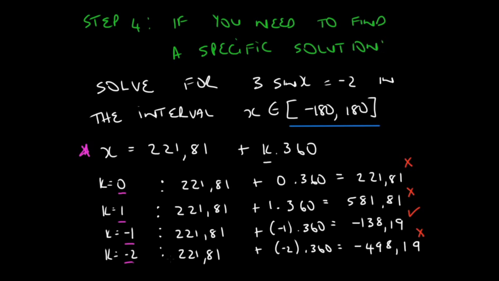And if we substitute -2, it's negative 498,19. What does all of this mean? We need to solve for the equation in the interval negative 180 to 180. Does this lie in the interval? No. So that 221,81 will be excluded. 581,81, will that be included? No, it also lies outside of the interval. Negative 138,19 lies within our interval, so that will be included. And then negative 498,19 doesn't lie in the interval, so it will be excluded.